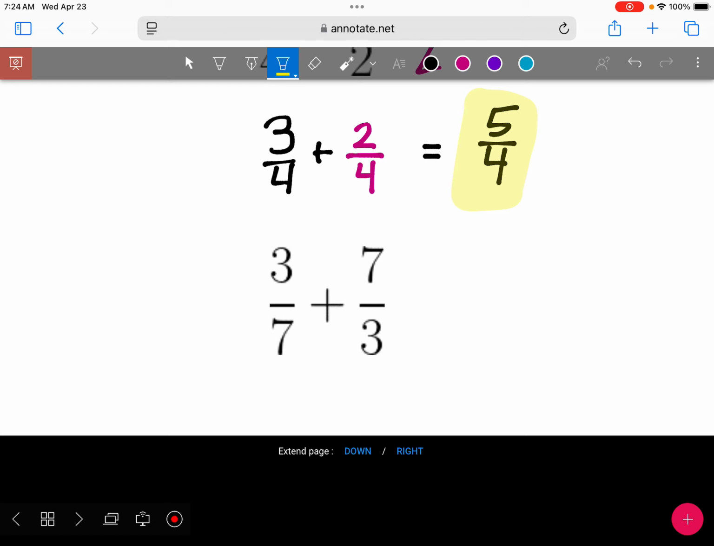And then our last one, 3/7 and 7/3. Does it change what we do? The fact that they look so similar?